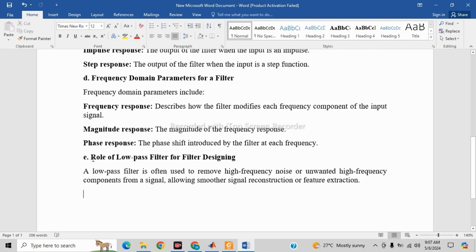Next, the last part is the role of the low pass filter in filter designing. A low pass filter is often used to remove high frequency noise or unwanted high frequency components from a signal, allowing smoother signal reconstruction or feature extraction.